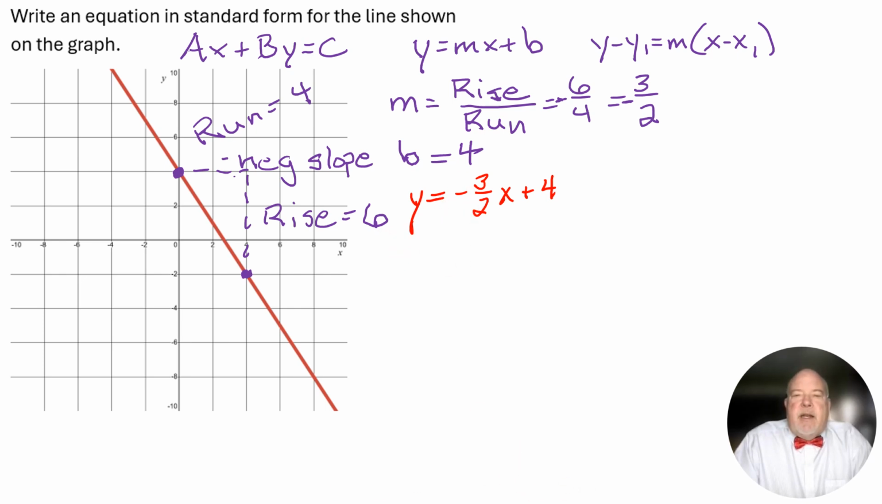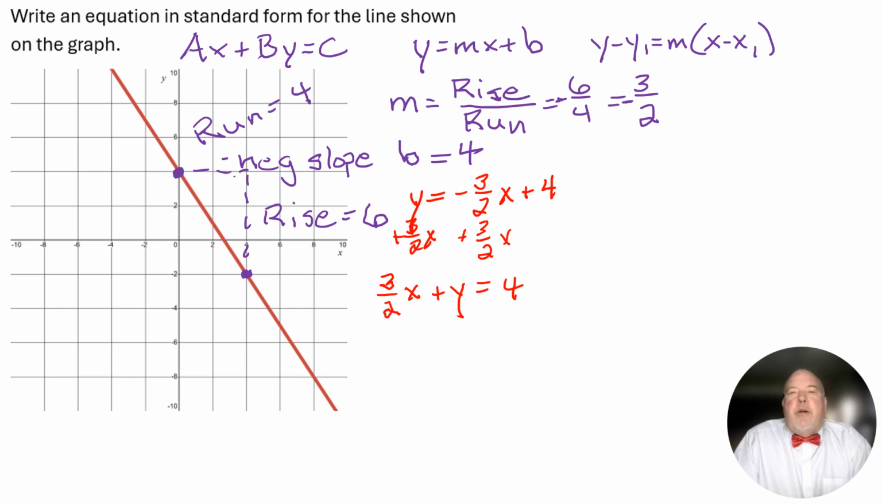So let's do that next. +3/2 x, and +3/2 x on this side. Now, just to make it look like the actual standard form, instead of writing y plus 3/2 x, I'm going to write 3/2 x plus y. Mathematically, they'd be the same, but I just want it to look like the standard form. So 3/2 x plus y equals 4.